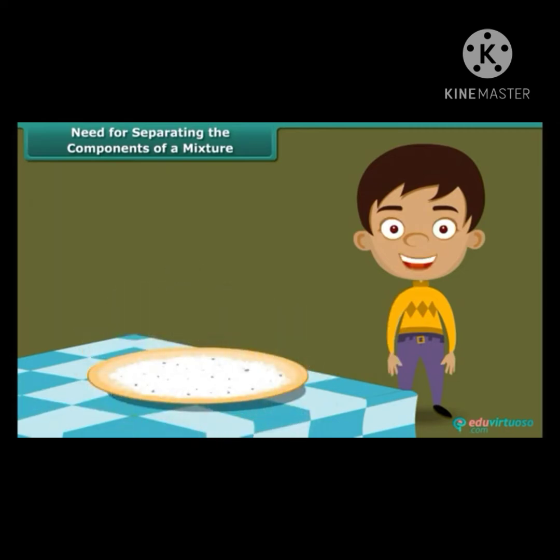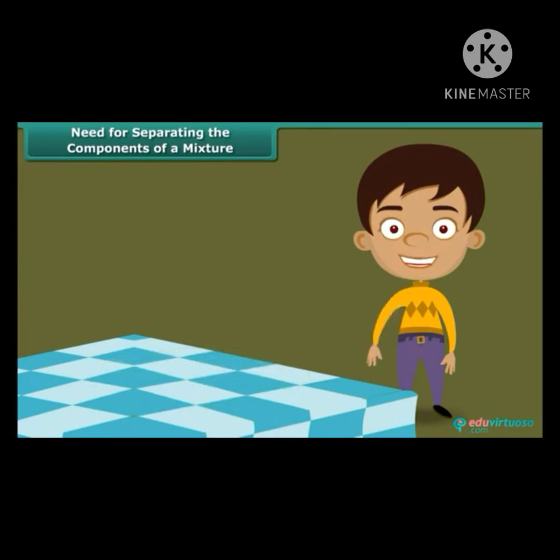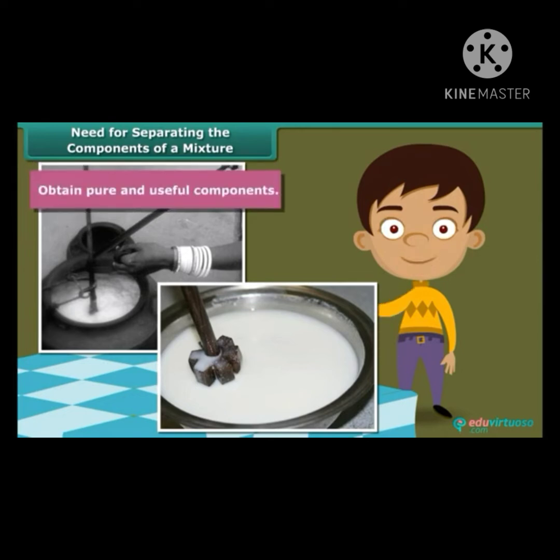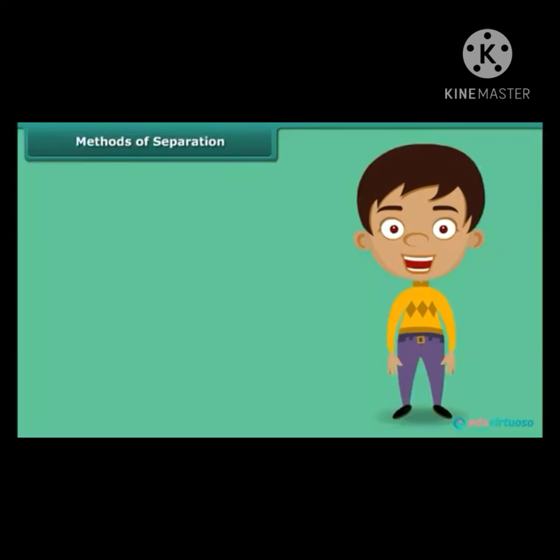Similarly, we find stones in rice, wheat, pulses, etc. We remove husk and stones before cooking because they are harmful to our body. So, the second reason for separation is to remove harmful components. When we churn curd, we get two different but extremely useful products, butter and buttermilk. Thus, the third reason is to obtain pure and useful components.